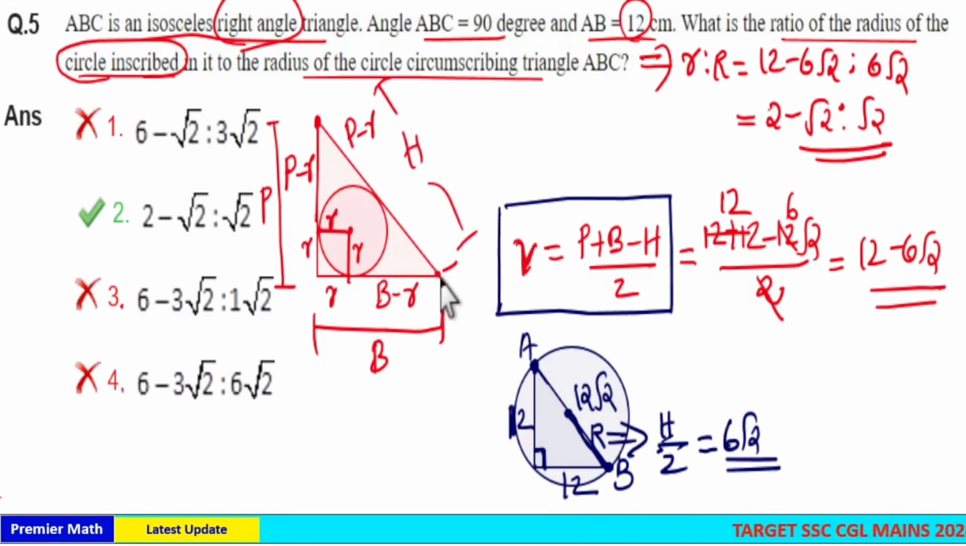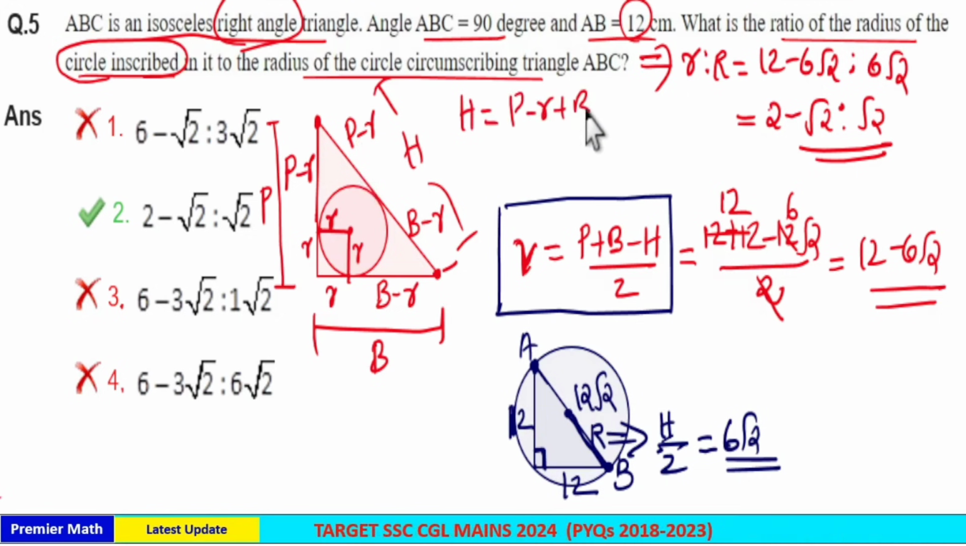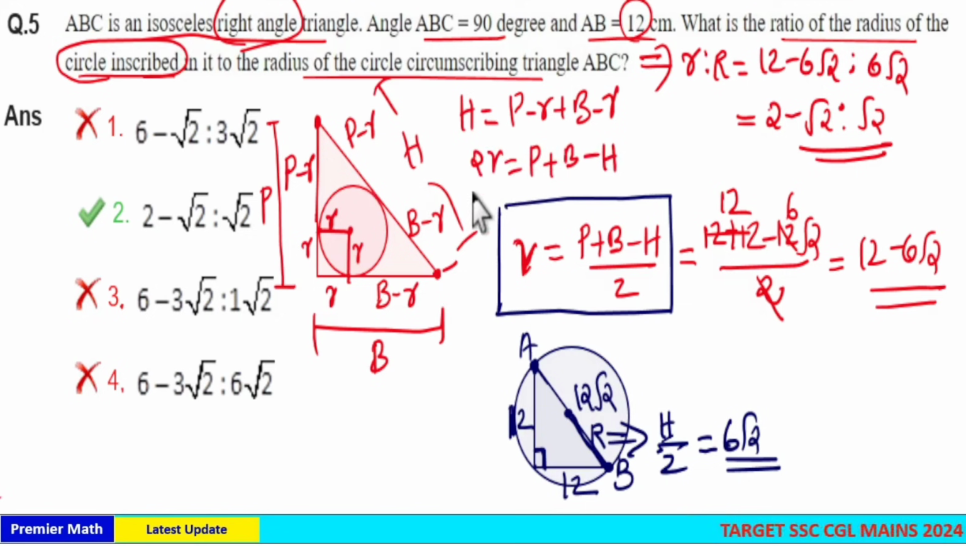And here, if you take this point, these two are tangents from an external point. Tangents from an external point to the same circle are the same, which means if this is B minus R, this is also B minus R. Now, H is equal to P minus R plus B minus R. So P plus B minus 2R is H, which means 2R is equal to P plus B minus H, which means R is equal to (P plus B minus H) divided by 2. So, this is the equation here.